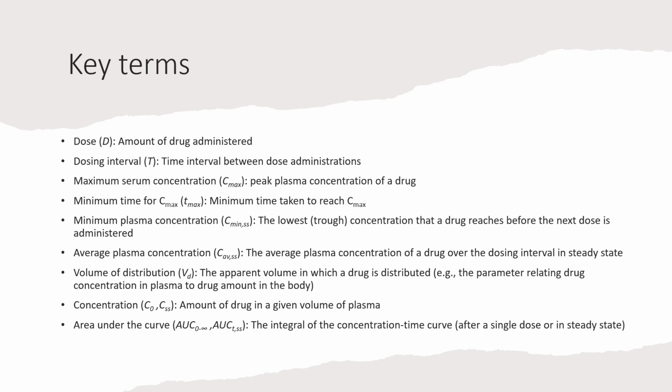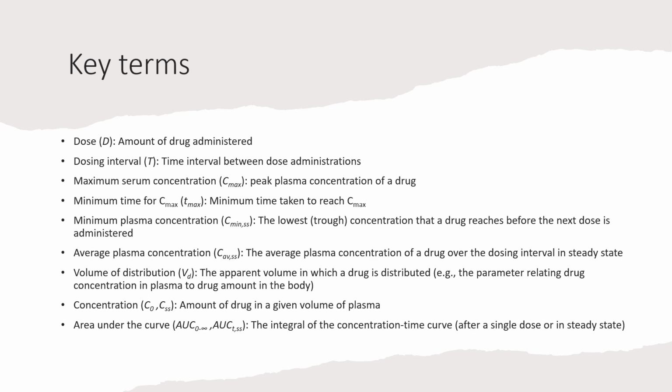Minimum plasma concentration is the lowest concentration that a drug reaches before the next dose is administered. Average plasma concentration is the average plasma concentration of a drug over the dosing interval in steady state. Volume of distribution is the apparent volume in which the drug is distributed, for example, the parameter relating drug concentration in plasma to drug amount in the body. Concentration, identified as C0 or C steady state, is the amount of drug in a given volume of plasma.